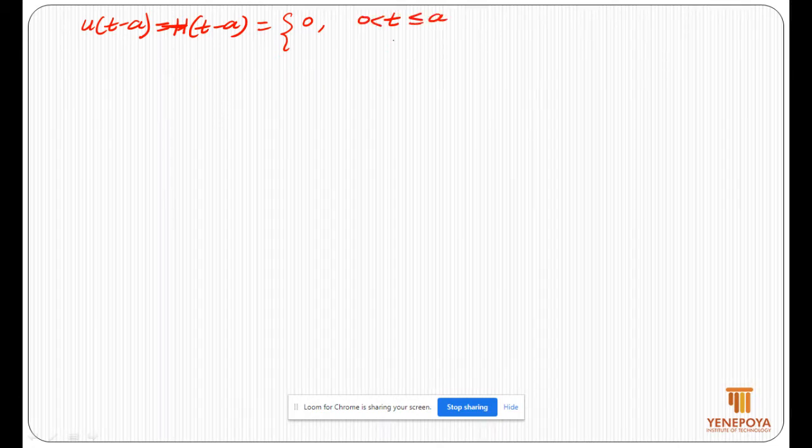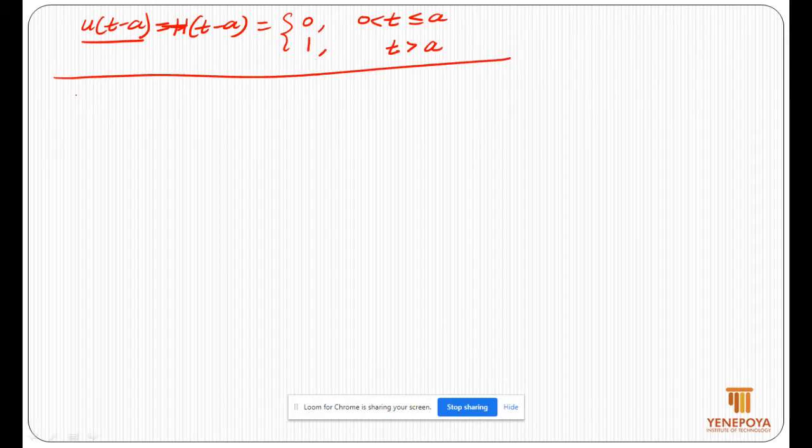The unit step function defined as u of t minus a, also called Heaviside's unit step function, the same as h of t minus a, is equal to 0 for all t greater than 0 and less than or equal to a. Whenever t is greater than a, the value of u of t minus a is equal to 1 unit. Now let's see the properties of the unit step function.